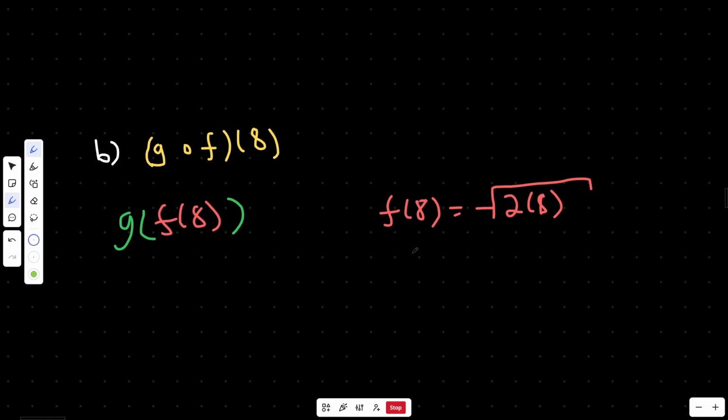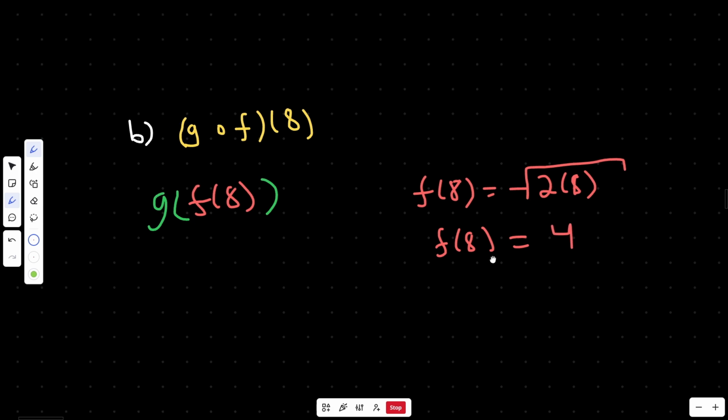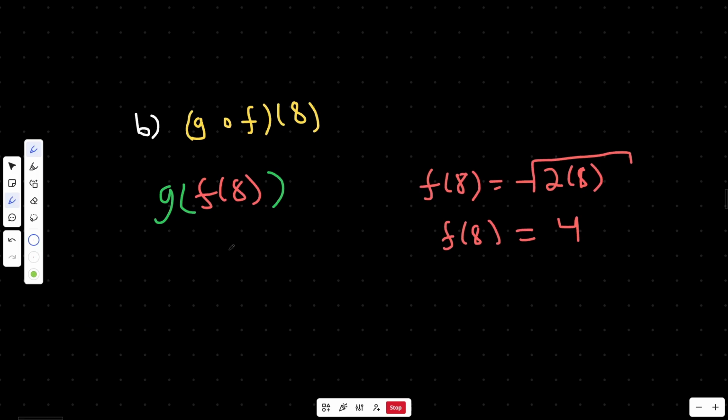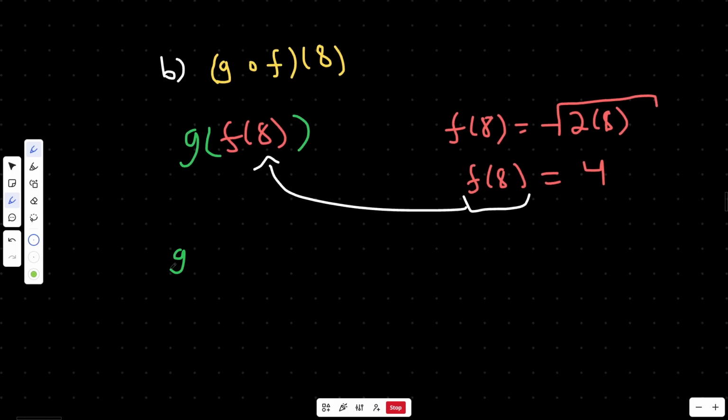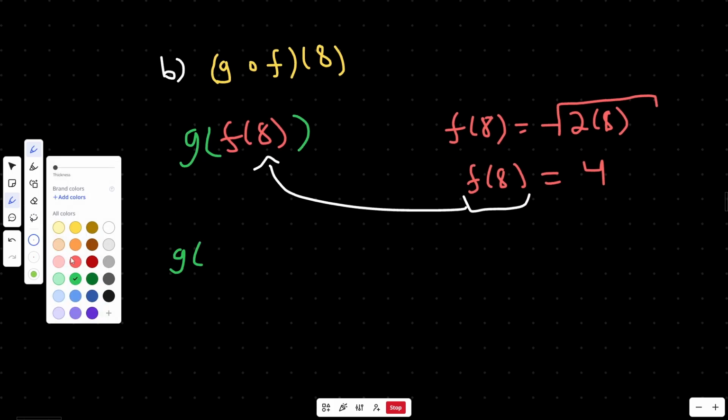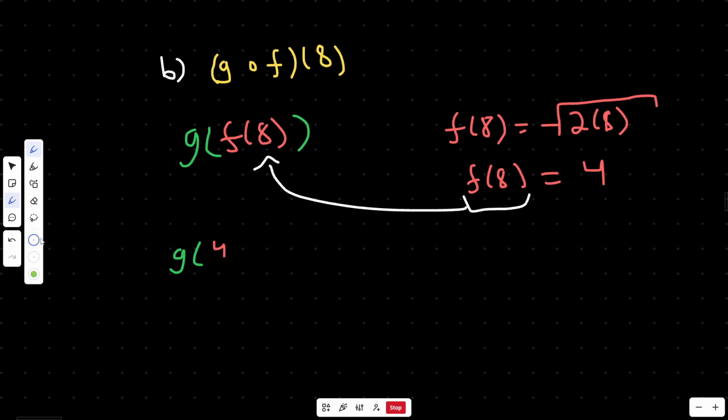Let's evaluate this now. f of 8 is equal to the square root of 2 times 8, which is the square root of 16. That's going to be 4. So we know our f of 8, and we can plug this in: g of 4, because f of 8 is just 4.